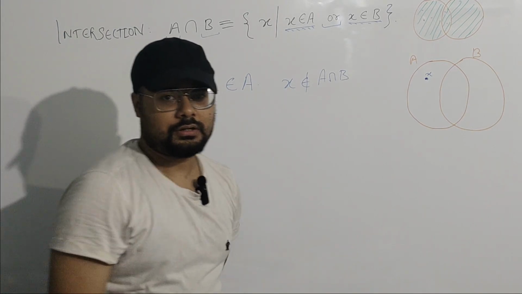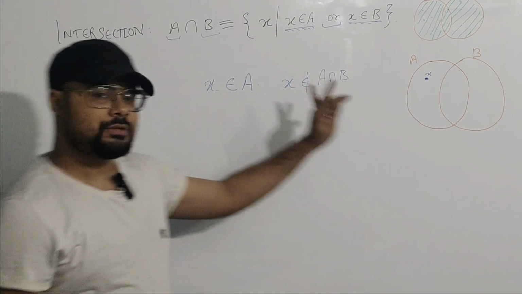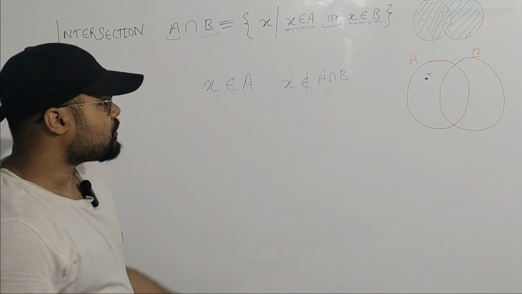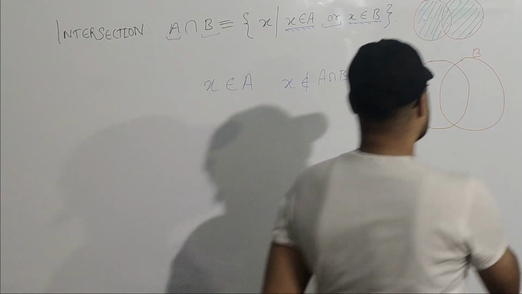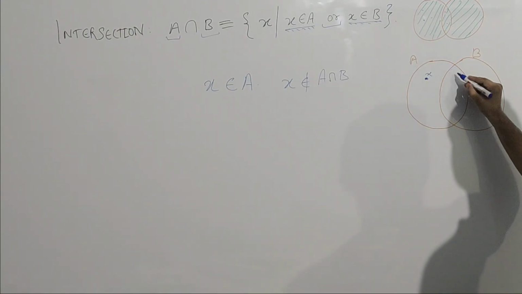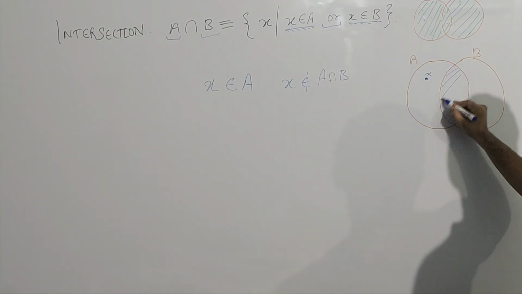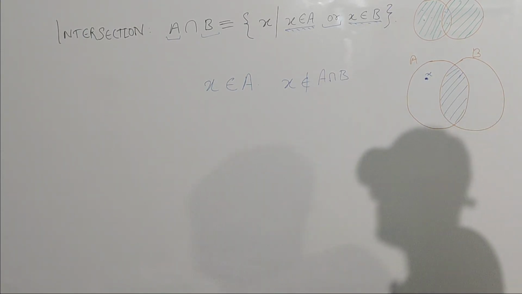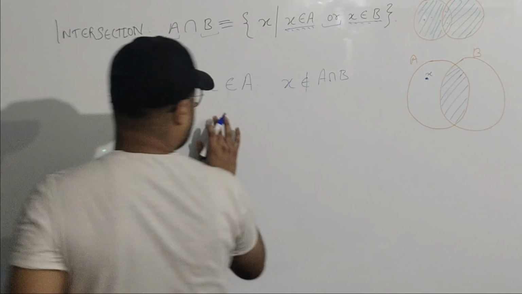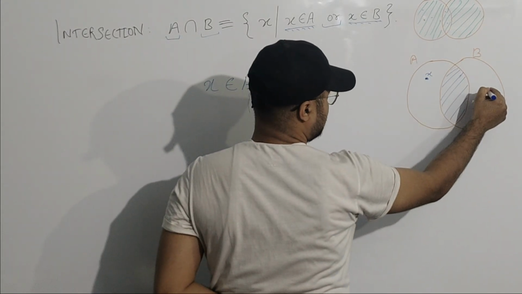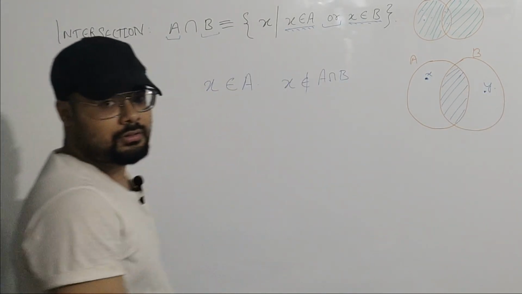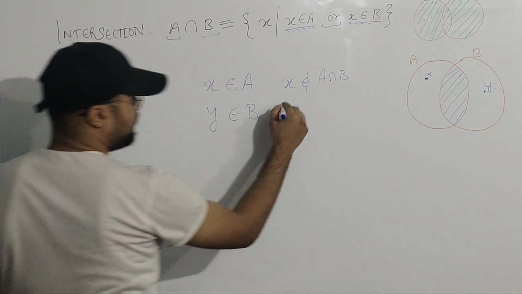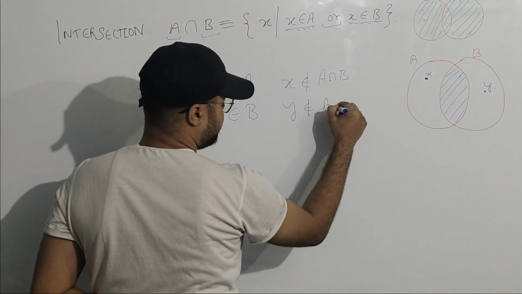So in union, if X belongs to A, it means it belongs to A union B. But that's not the case with intersection. Of course, because the intersection region is this one. This is your intersection region. What if you have here Y? Then Y belongs to B. But Y does not belong to A intersection B.